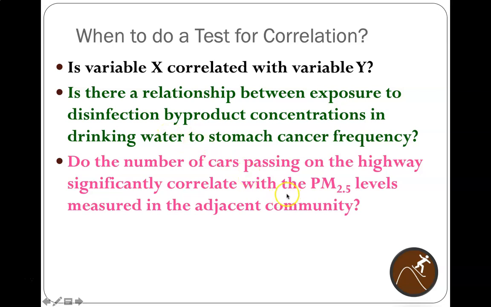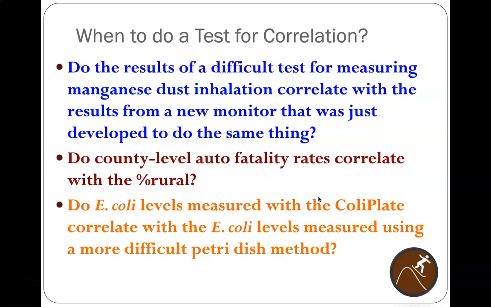Next, you might have a community that is dealing with high levels of particulate matter. We want to see if the number of cars passing on a highway is related to the amount of particulate matter in that air. Maybe you've got two different types of monitors for measuring manganese dust. One's expensive, one's easier and newer to use, and you want to prove that the newer, easier one works. So you might do a test for correlation.